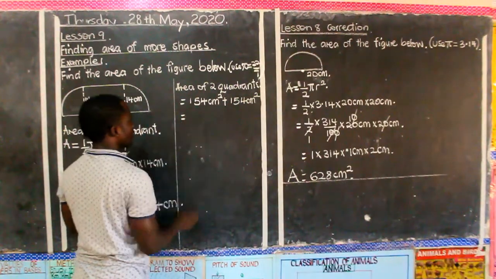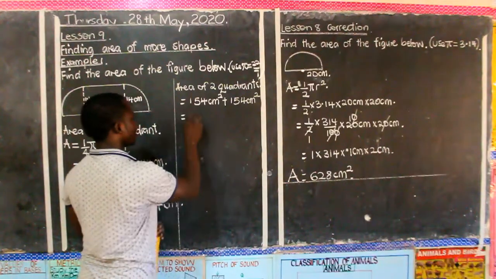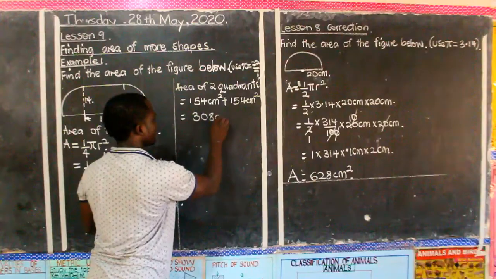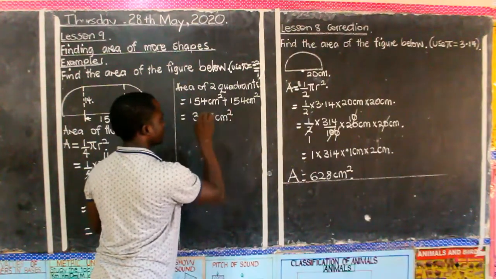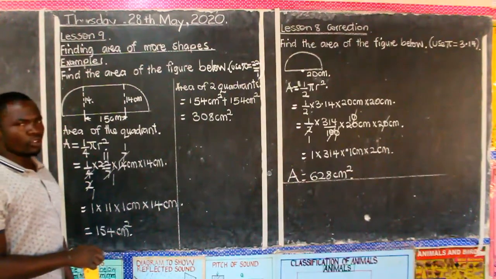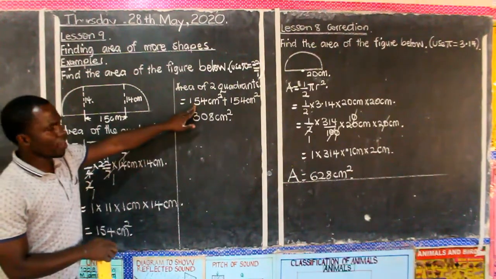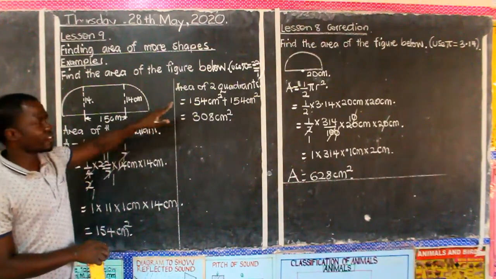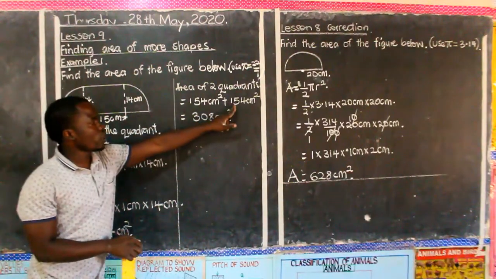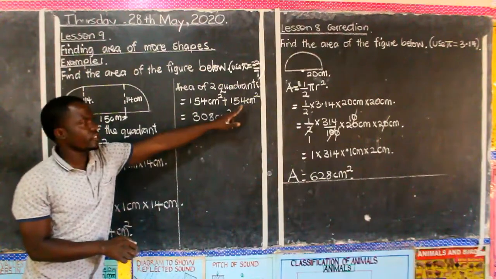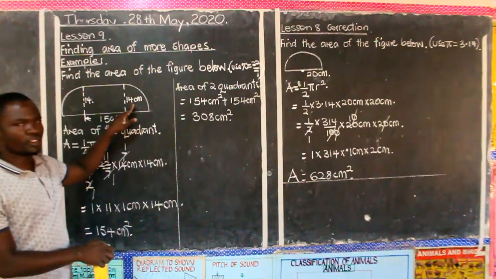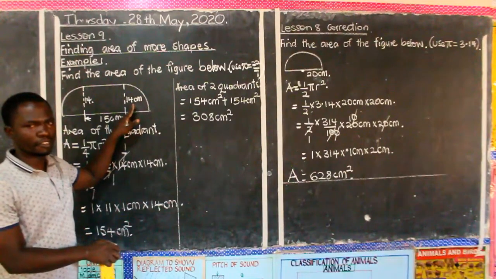And when we add, what we get? We shall get 308 square centimeters. I will emphasize this. This 154 square centimeters is the area of this quadrant, plus 154 square centimeters is for this quadrant. Why? Because they are the same, therefore they have the same areas.